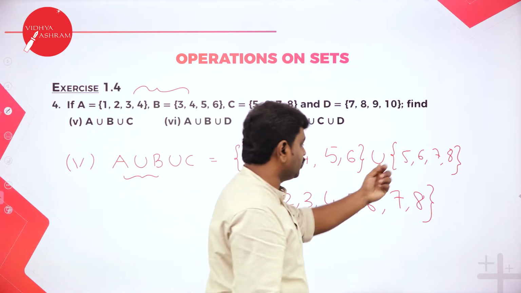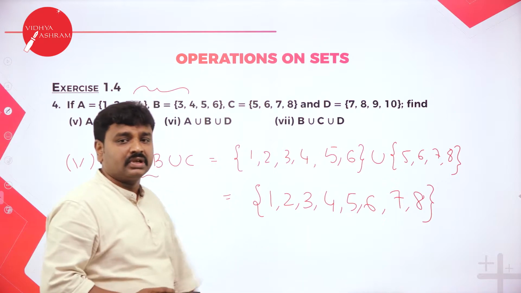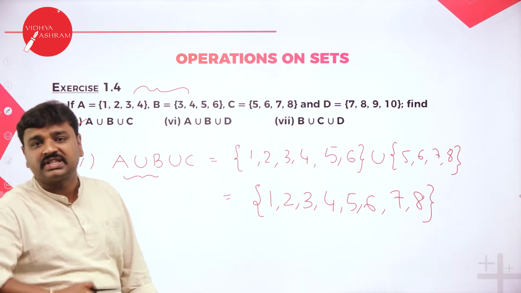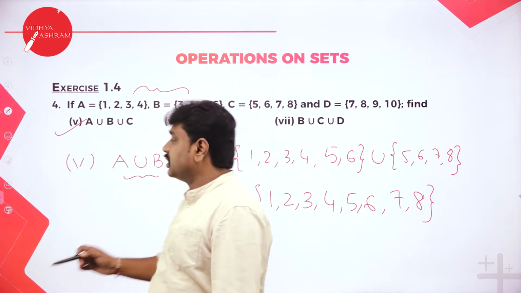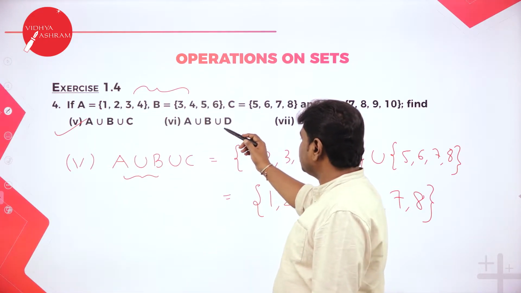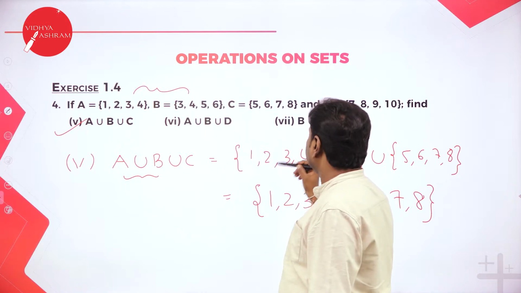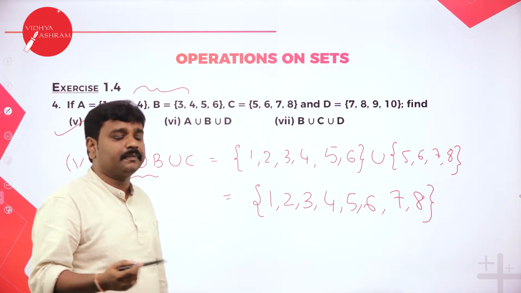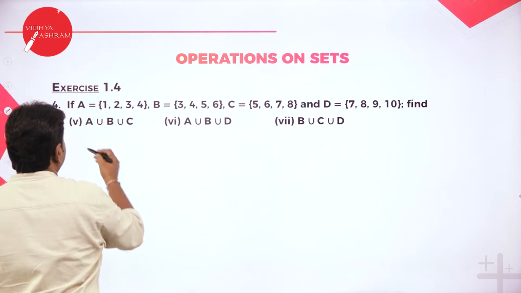5, 6 is present in both, but write only once. Now, we got the first one, that is A union B union C. Then we'll find B union A union. Similarly, you can find A union B union D, and B union C union D. Union means what? Combine without repeating. Now, we are done with this.